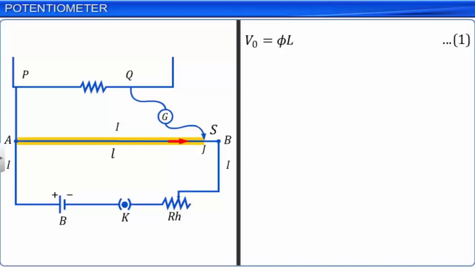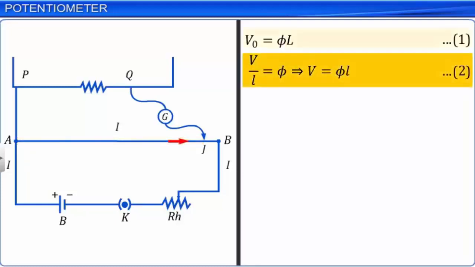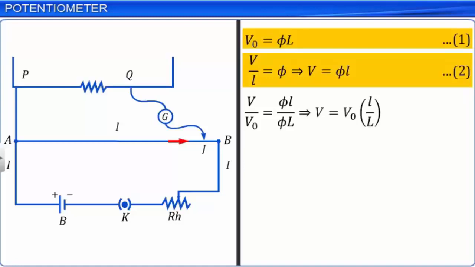The ratio V to L is phi, and hence V is equal to phi L. Let this be equation 2. Dividing equation 2 by equation 1 and simplifying, we get V is equal to V naught into L by L naught. Let this be equation 3. To find the value of V, we need to know the value of V naught.